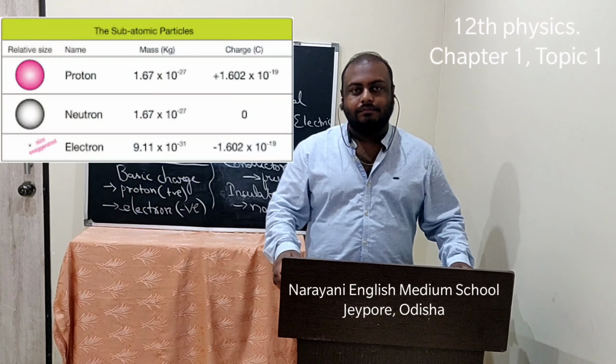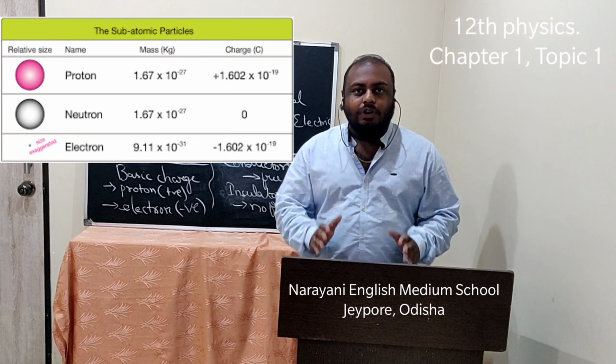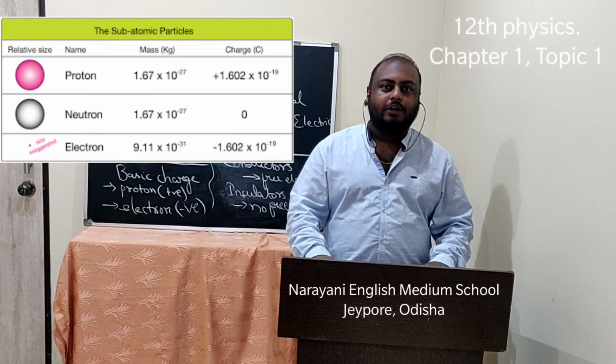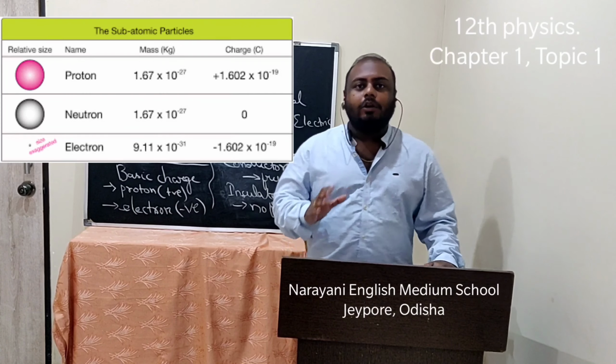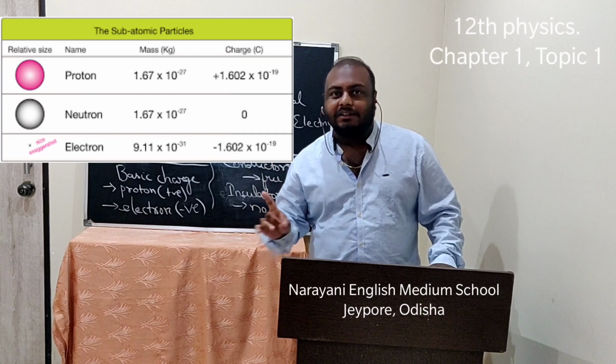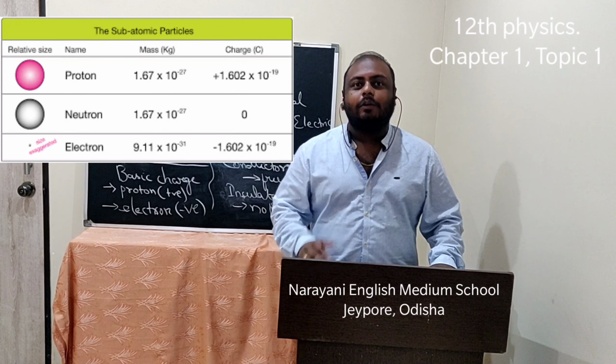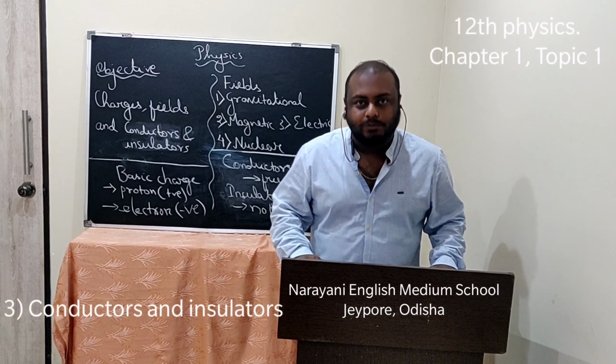What is the value of charge? So, an electron has a charge of minus 1.6 into 10 to the power minus 19 coulombs, and a proton has a charge of plus 1.6 into 10 to the power minus 19 coulombs. Please keep these values in mind. These are very important and are going to be very beneficial for us in the further courses.